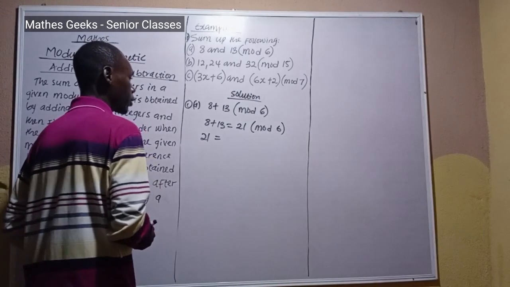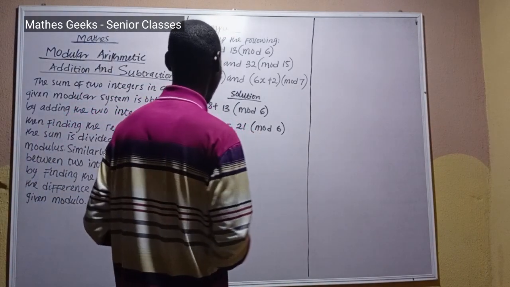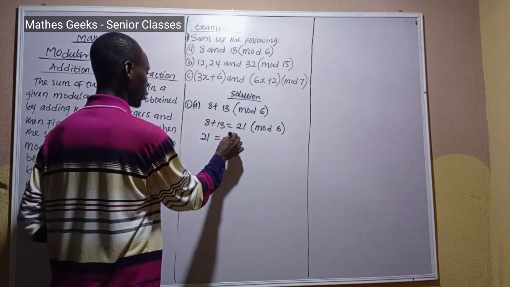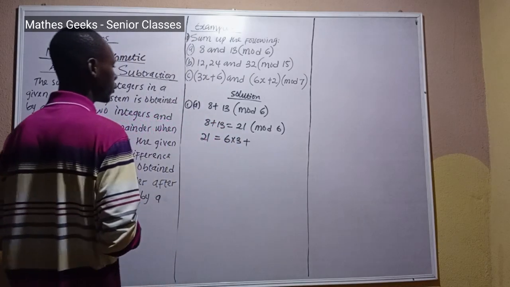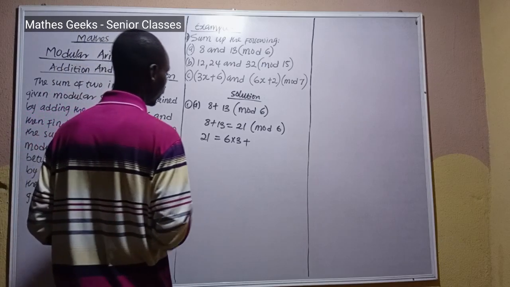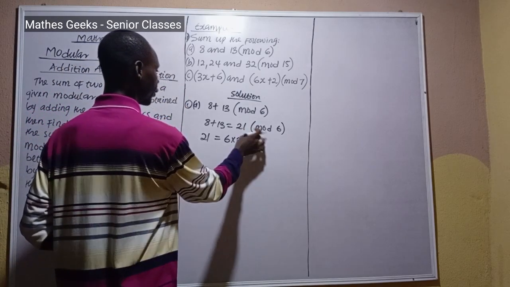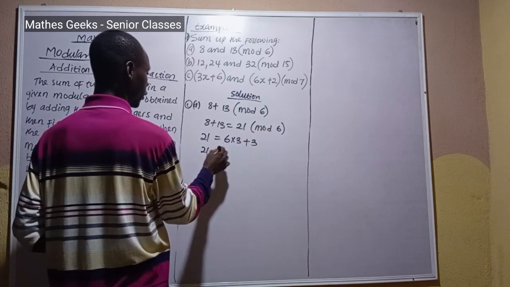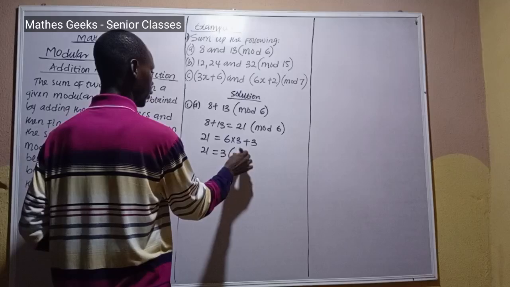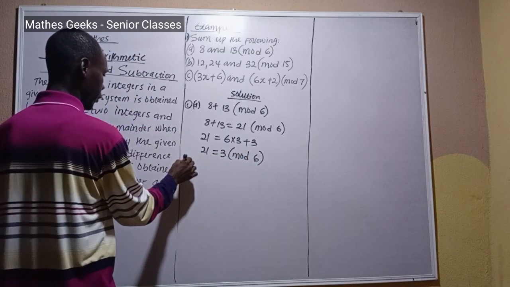21 in mod 6 is the multiple of 6 that's closest to 21. That's 6 times 3, which is 18. 18 plus 3 would give us 21. So this 3 is the remainder. Therefore 21 in mod 6 is 3. So 21 is equal to 3 in mod 6.